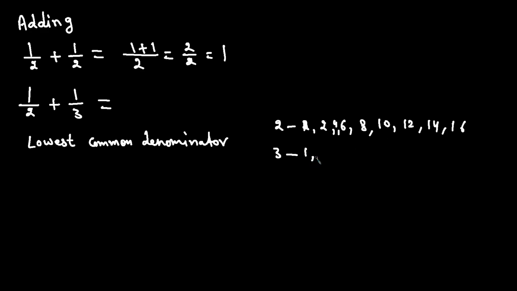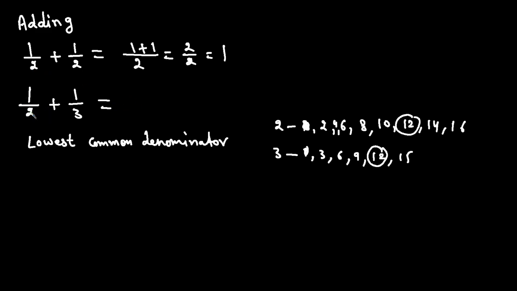So 1, not a factor, multiples. So 3, 6, 9, 12, 15. And now you notice 12 is common in both of them, the least common multiple. Okay, so what we need to do, we're gonna change the denominator to 12 in both the fractions.